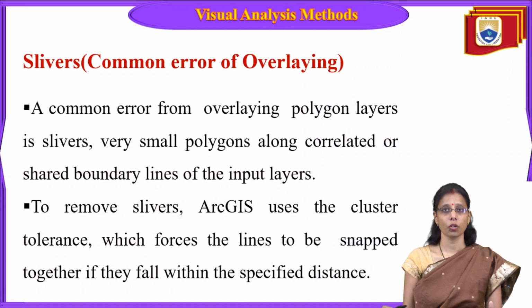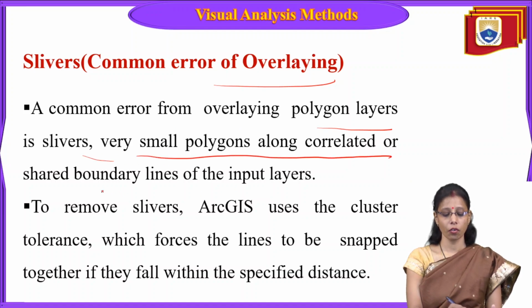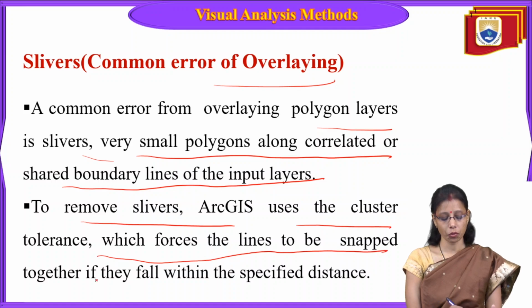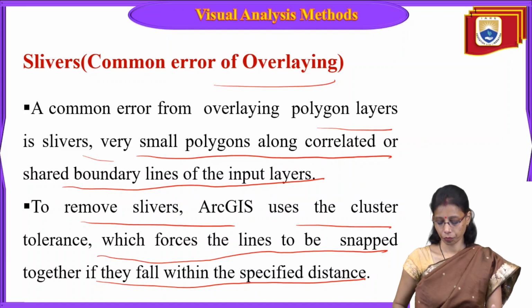Okay, slivers, a common error of overlaying. A common error from overlaying polygon layers is slivers: very small polygons along the correlated shared boundary lines in the input layer. To remove slivers, ArcGIS uses the cluster tolerance, which forces the lines to be snapped together if they fall within the specified distance. So what is a sliver basically?